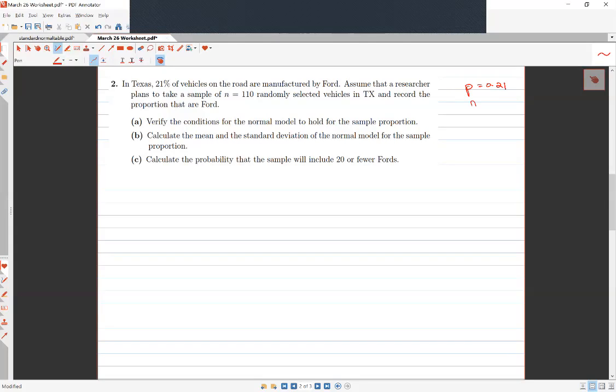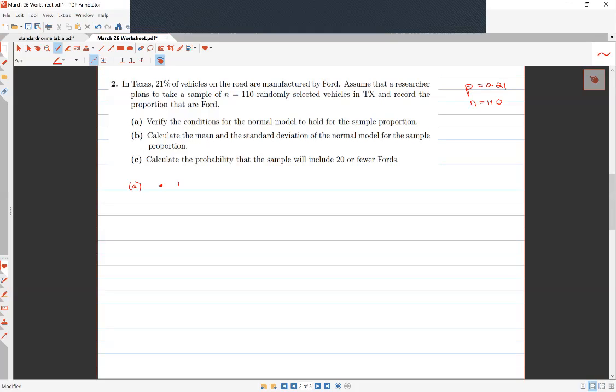And then I'm going to take a sample of 110. So once I express anything in terms of the sample, if I calculate a proportion relating to those 110 vehicles, that would end up being p hat. Now, first part of the question here says we want to verify the conditions for the normal model to hold. There are 4 conditions outlined in the lecture, but there are only 3 conditions that you can really check in practice. And so you want to run through these and make sure that they are met.